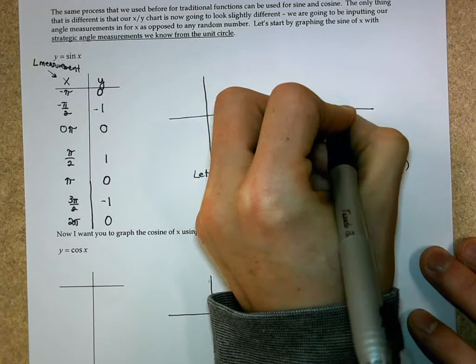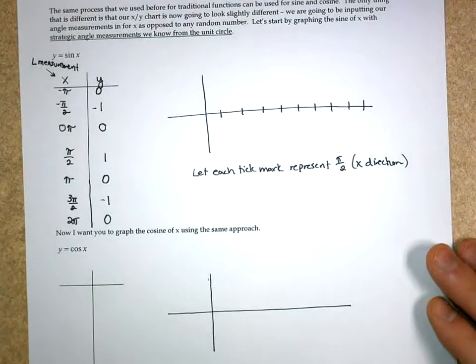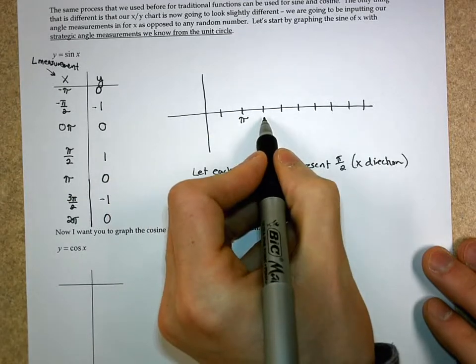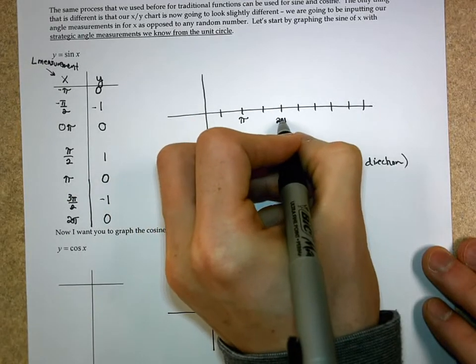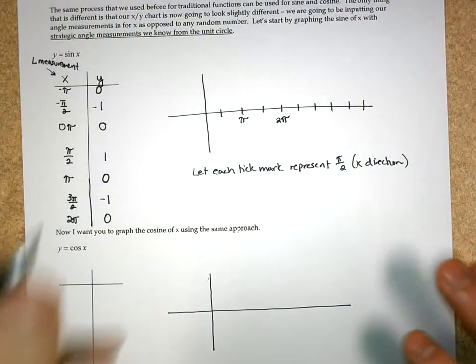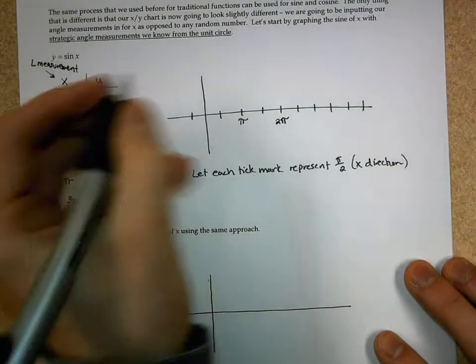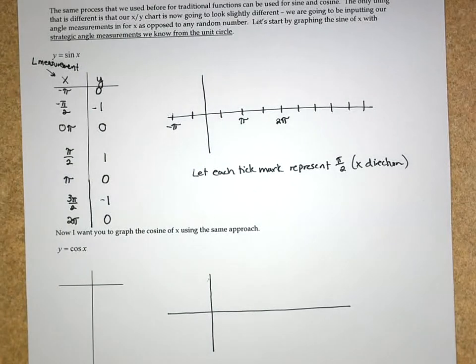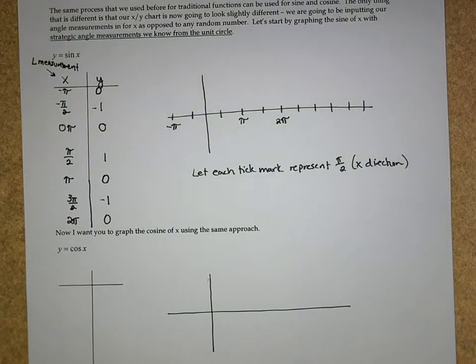So these marks that I put in each represent pi over 2. So this is pi over 2, this would be pi, 3 pi over 2, 2 pi, and so forth. And then going in the opposite direction, we're going to be moving negative. So each of those represent pi over 2.